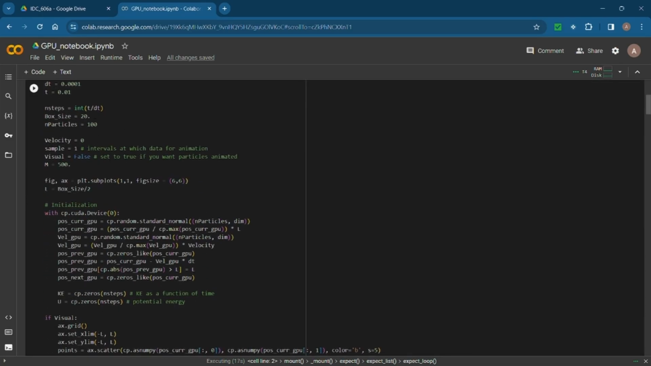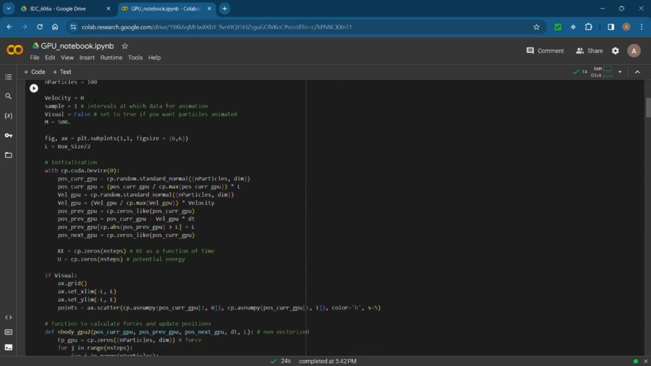So we have mounted the drive now. And we can also set the size of the box, which is 20. So the coordinates will vary from -10 to +10, and we have an initial set number of particles to 100. And initial velocities are 0. Initially I have set the animation as false, so this code will currently not animate anything. It will just give you the plots.